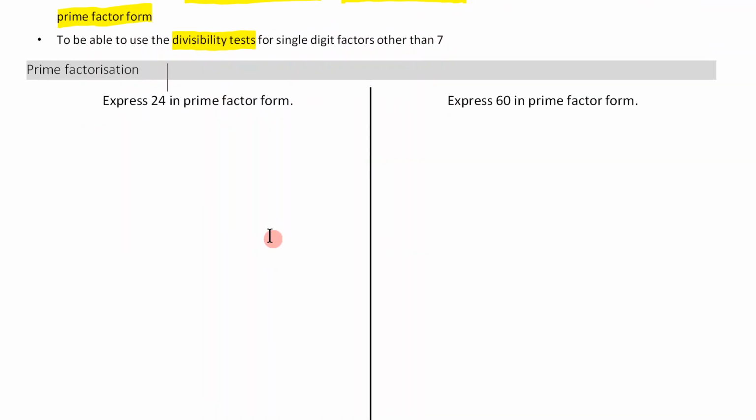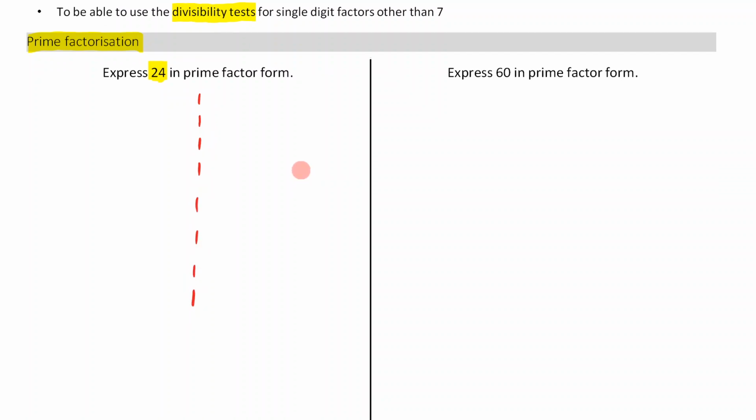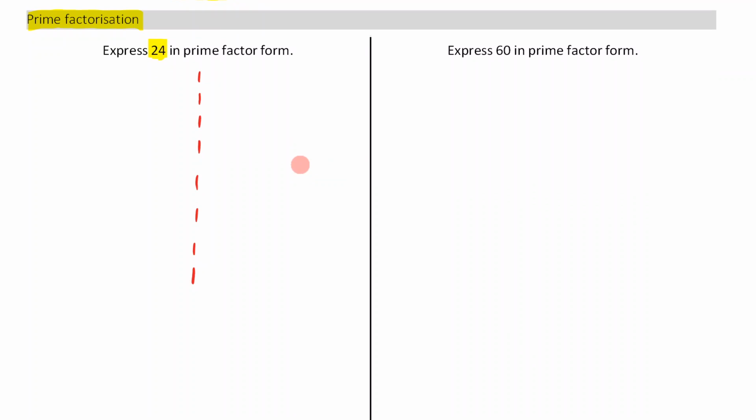Okay, the first thing we're going to do here is a bit of prime factorization. The first question says express 24 in prime factor form. There's more than one way of doing this. So the first thing I want you to do is divide this up into two sections for me. We're going to show you that we can find the prime factor form in two different ways. In fact, there's more than two, but let me just show you two of them. If I start with 24, what can I break 24 down into?